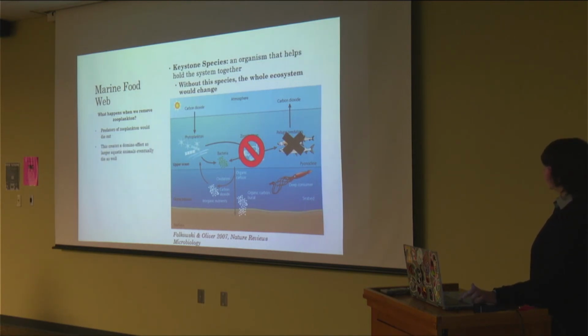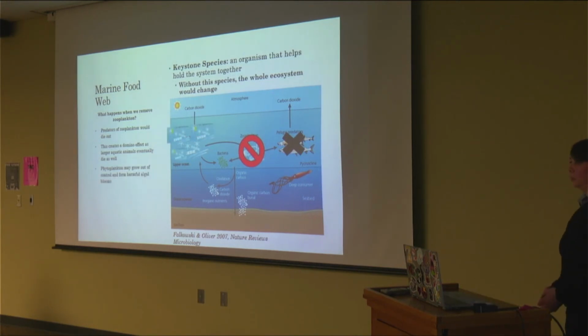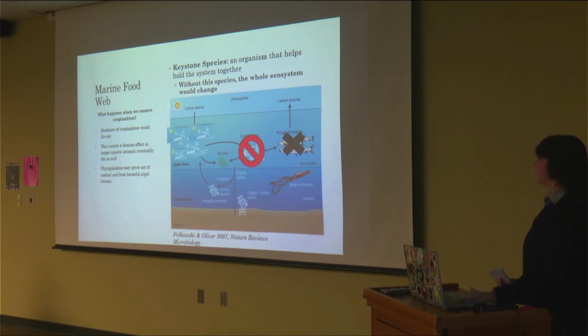On the other hand, phytoplankton, since zooplankton are their main predators, may grow out of control and form harmful algal blooms. When these algal blooms decompose, they take oxygen from the water, and this actually creates a mass dying event. All the aquatic organisms in that area will die because there is no oxygen for them. We call this process eutrophication.